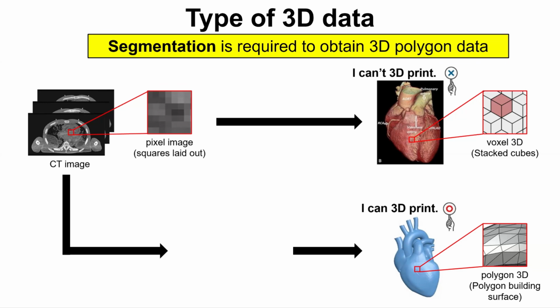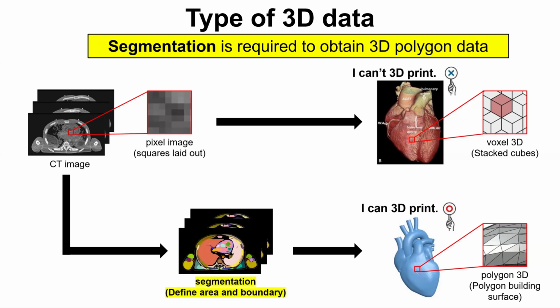However, in order to construct this polygon 3D from a series of general pixel images, you have to go through one step. That's called segmentation. In order to obtain 3D polygon data, you need to perform a process called segmentation. Segmentation is the process of defining the boundary areas of each structure. If you don't do this, you won't know where the surface of this polygon 3D is. So we have to define the outline area boundaries of the structures in all the images. We have to draw the outline of each structure properly and color-code the area to show where it is. This kind of work is called segmentation.